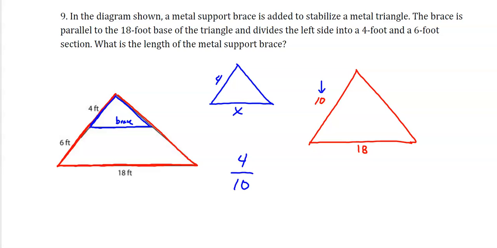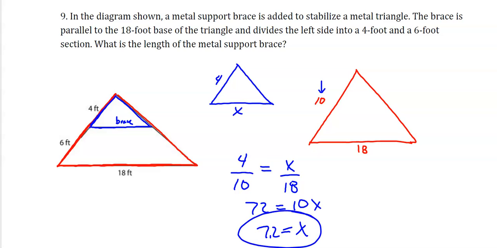4 is to 10, side to side. Little bottom, big bottom. Boom. I got 72 is 10x. So x equals 7.2. So final answer would be 7.2 feet.